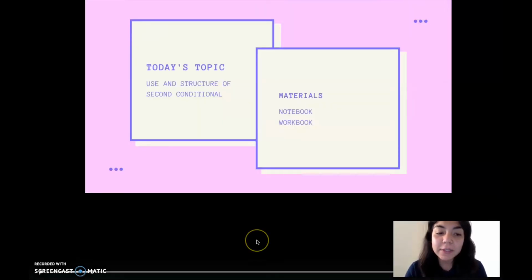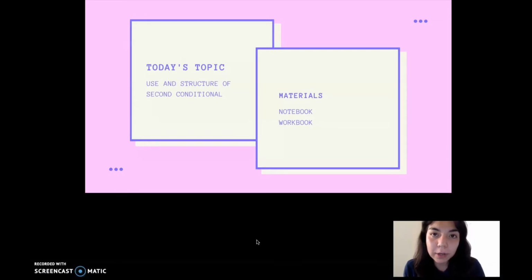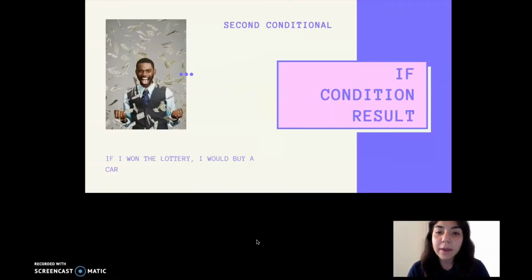For today's class, we're going to be using different materials, which are your notebook and your workbook, okay? Today's topic is going to be the use and the structure of second conditional. So before we start with everything, I just want to give you some examples, or just a reminder of what second conditional is, okay?